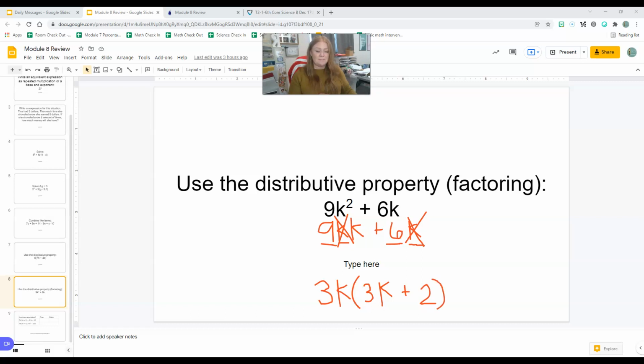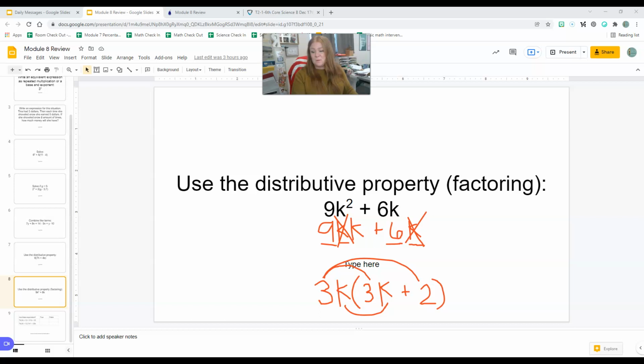We already used it. I can check backwards, right? 3 times 3 is 9. K times K is K squared. 3 times 2 is 6 with a K. So we just pull out anything that they have in common, and then inside we say what is left.